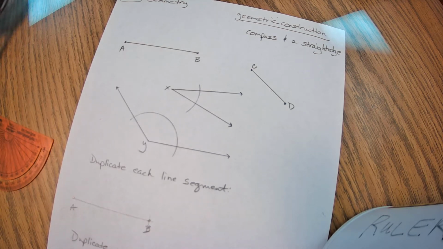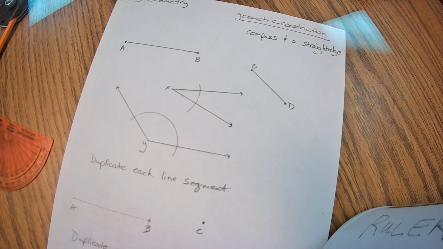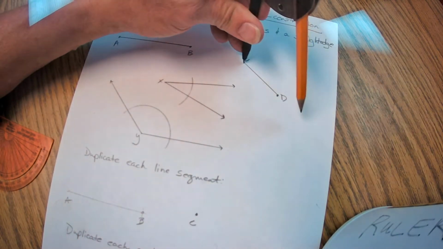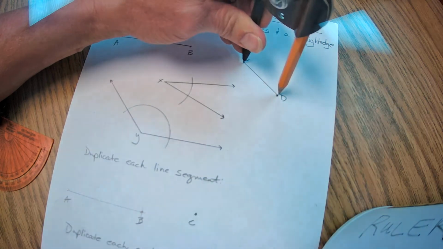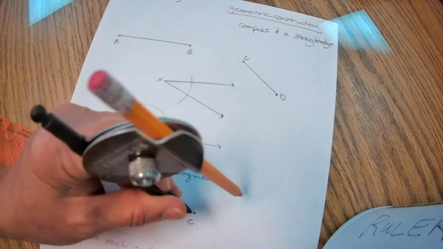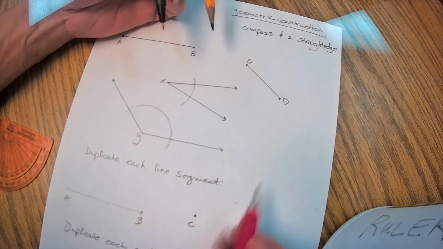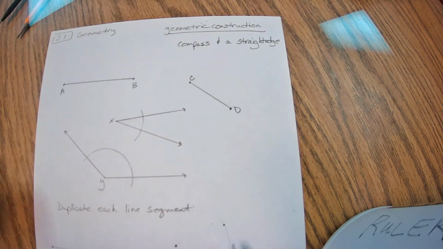Do the same thing with C. You could also just start with, I'm going to have that be my C vertex. Measure CD. Come over here. Swing an arc. That's what that means, to swing an arc. And any point along there will be the length of CD.